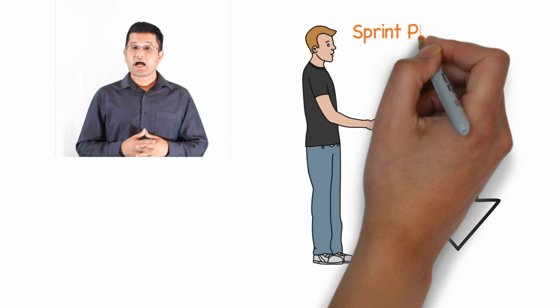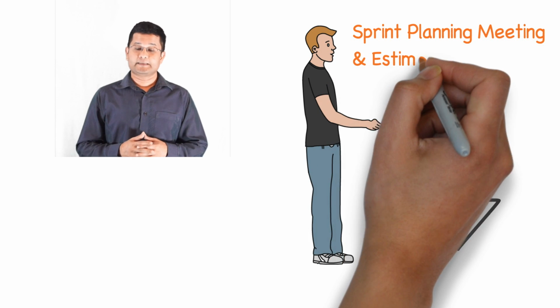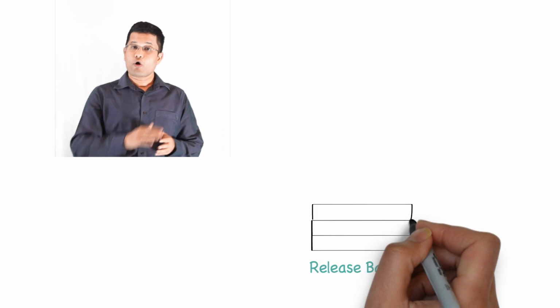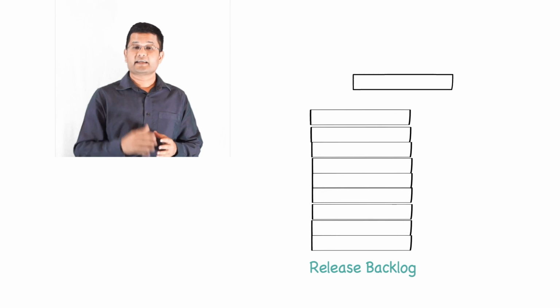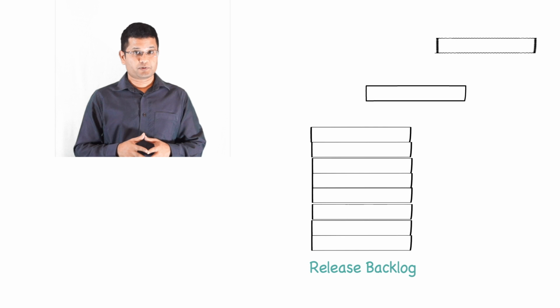In this video, I will talk about Sprint Planning Meeting. If you are the product owner, before the Sprint Planning Meeting, you would identify all the backlog items from your release backlog that you would like the team to implement in this sprint.